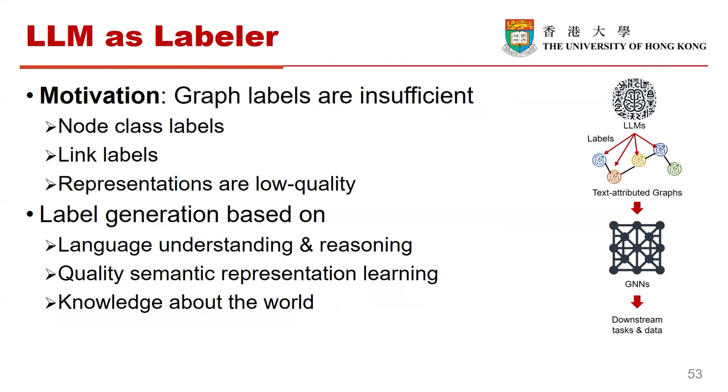The label generation process is based on three strengths of LLMs. Firstly, LLMs are adept at language understanding and reasoning. This helps comprehend textual descriptions and make predictions with high accuracy. Secondly, LLMs can generate quality semantic representations, which can serve as representation labels for the low quality representation issue. And thirdly, LLMs contain diverse knowledge about the world. We can utilize this specialty to do the work of human labelers.